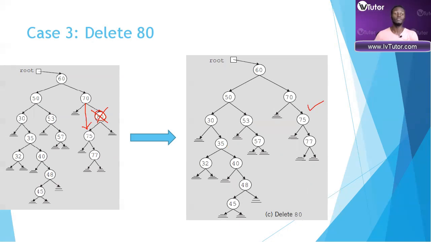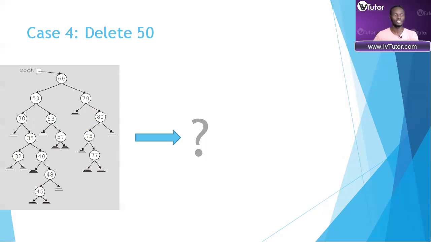Okay. Now the most tricky one is case 4, where you want to delete a node that has both a left subtree and a right subtree. So whenever you're trying to delete a node which is under case 4, the first thing you need to do is reduce it to case 2 or case 3, so that you can then apply case 2 or case 3. For example, let's say we want to delete node 50 and we say, let's reduce this to case 3, right?